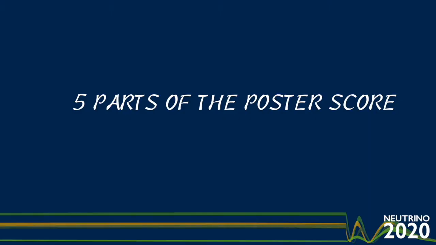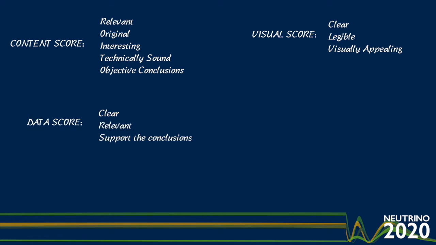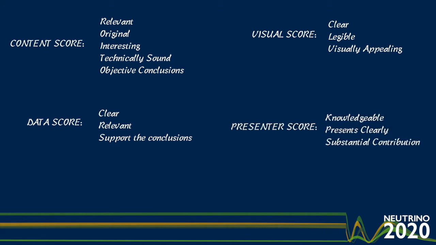There are 5 parts to the poster score. Content score, that your work is relevant, original, interesting, technically sound, and has objective conclusions. The visual score, that your style choices help everything be clear, legible, and visually appealing. Your data score, that what you present is clear, relevant, and supports your conclusions. And the presenter score, that you're knowledgeable of the subject, present clearly, and have made a substantial contribution to the work. The video score is up to the judges, so let's talk about the video for a bit.